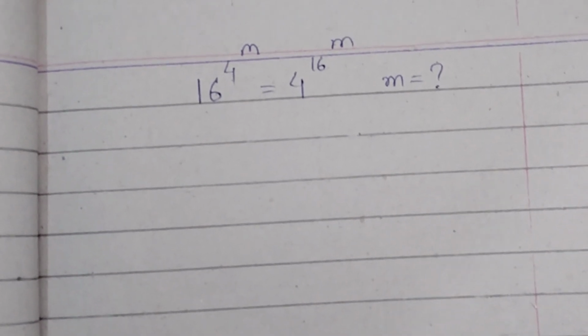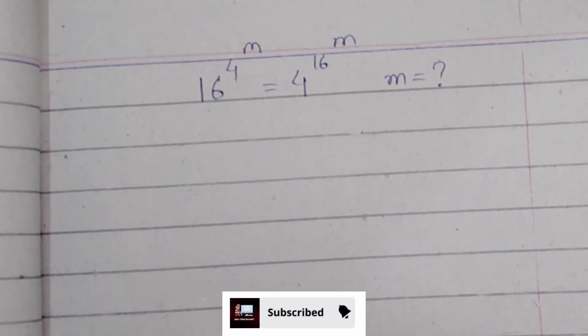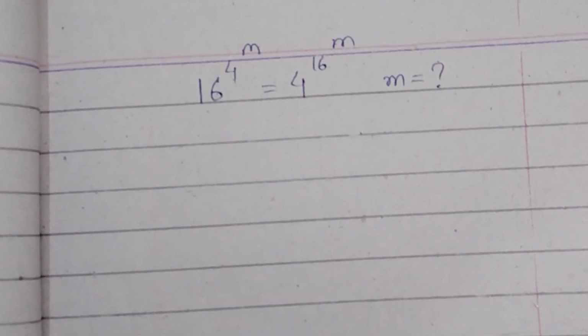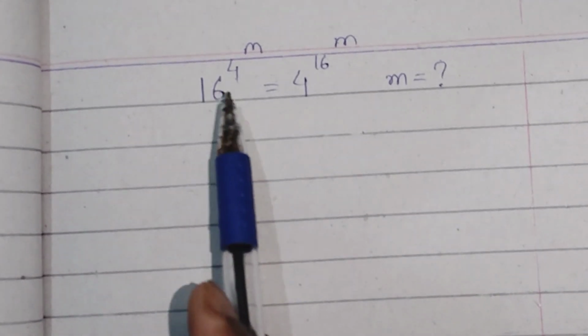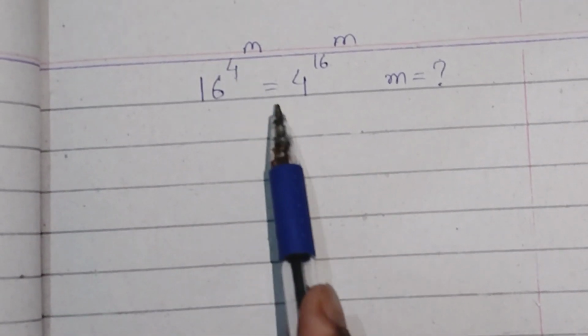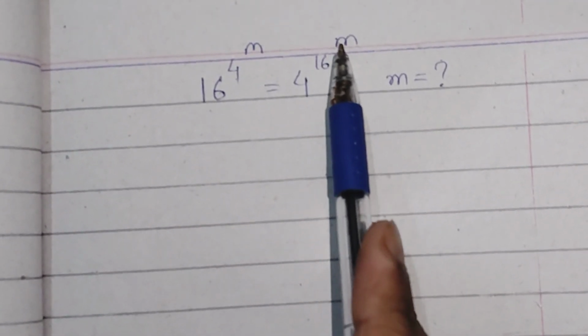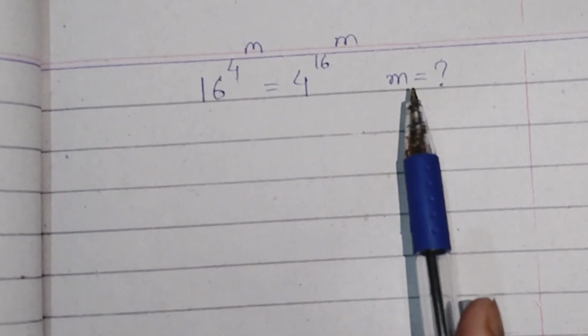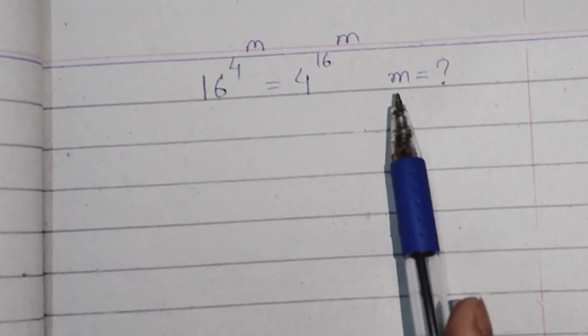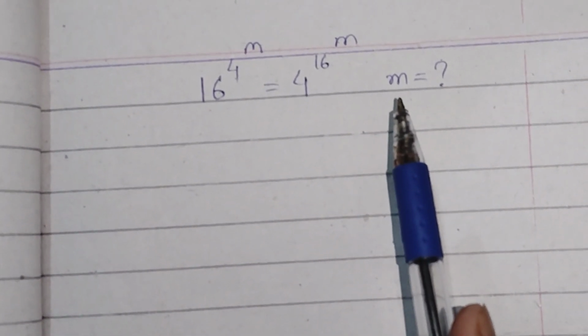We will start an interesting Olympiad problem with the exponential equation: 16 power 4 power m equals 4 power 16 power m. We have to find the value of m. We will do all the calculation step by step.